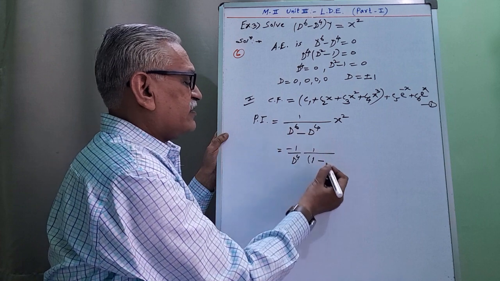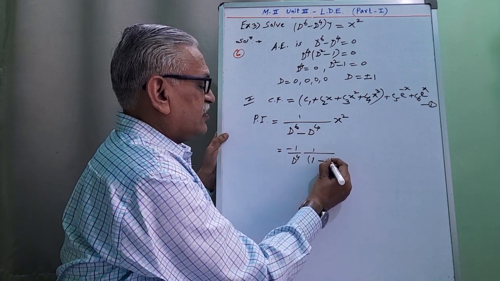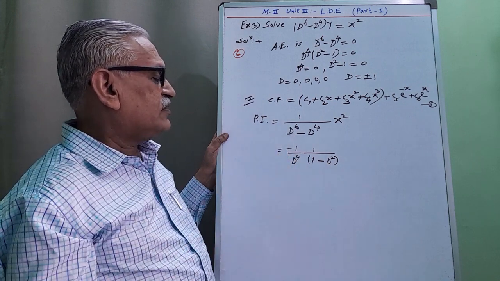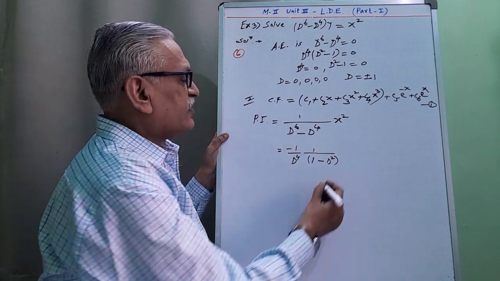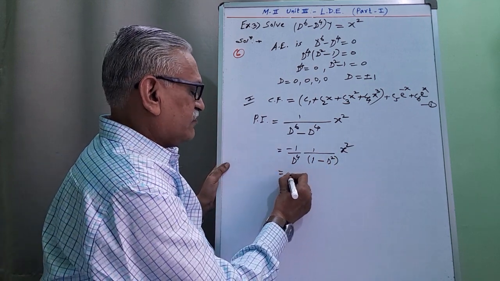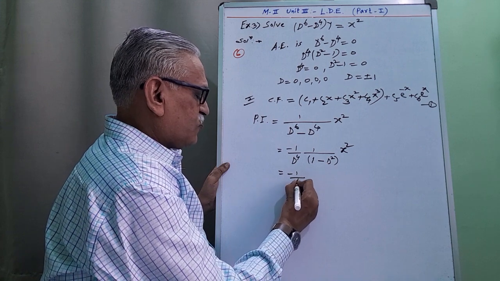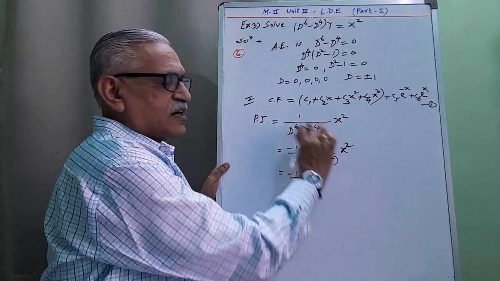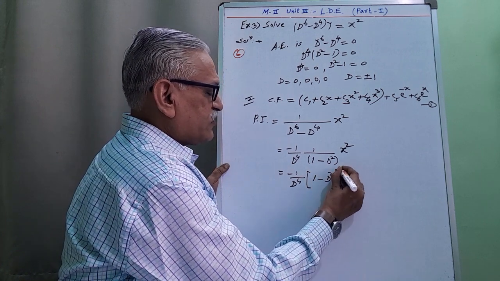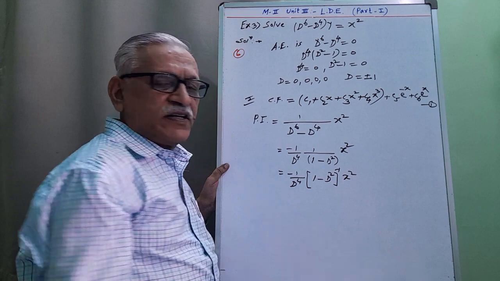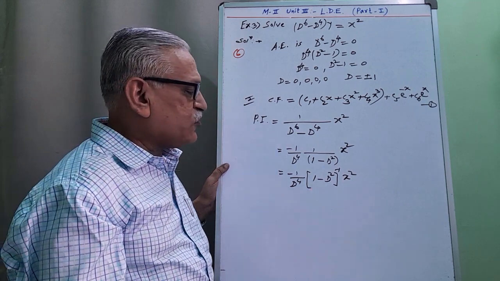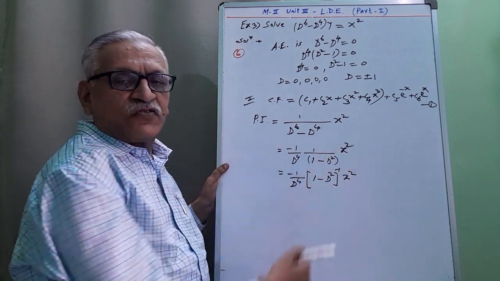Therefore, 1 minus d square plus d raised to 6, which we have to operate on x square. Then this is minus 1 by d raised to 4. Transferring this to the numerator, it becomes 1 minus d square raised to minus 1 operating on x square. Then expanding it by binomial theorem up to terms containing d square.